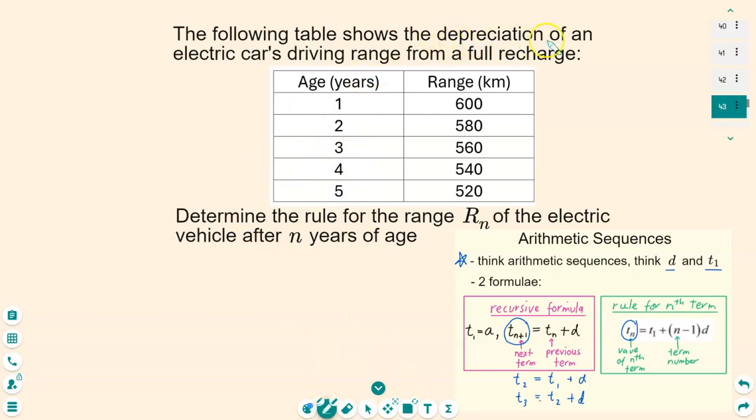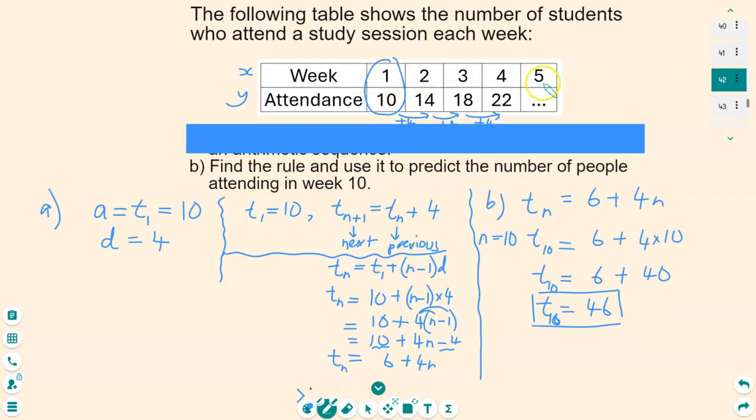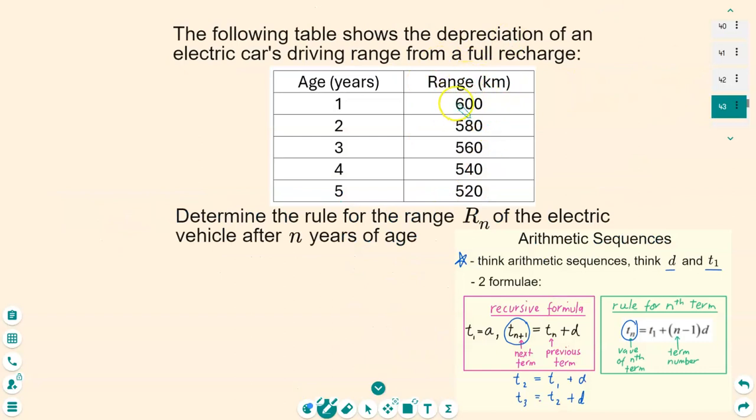The following table shows the depreciation of an electric car's driving range from a full recharge. We've got age here starting at 1, just like the last one, and we've got the range in kilometers. In the first year of having this electric car, it travels 600 kilometers on a full recharge. Then in year 2, a little bit less, and it continues to depreciate over the years, so its performance gets worse. Determine the rule for the range of the electric vehicle after n years of age.